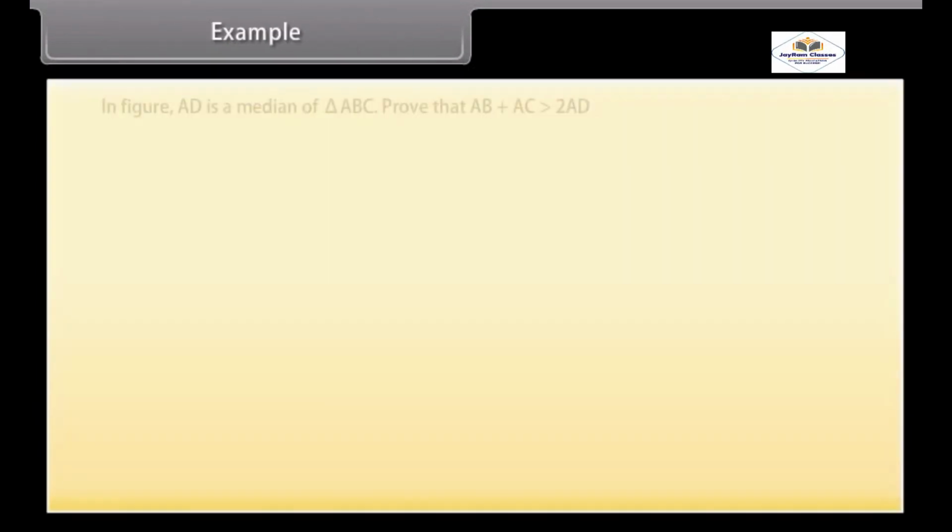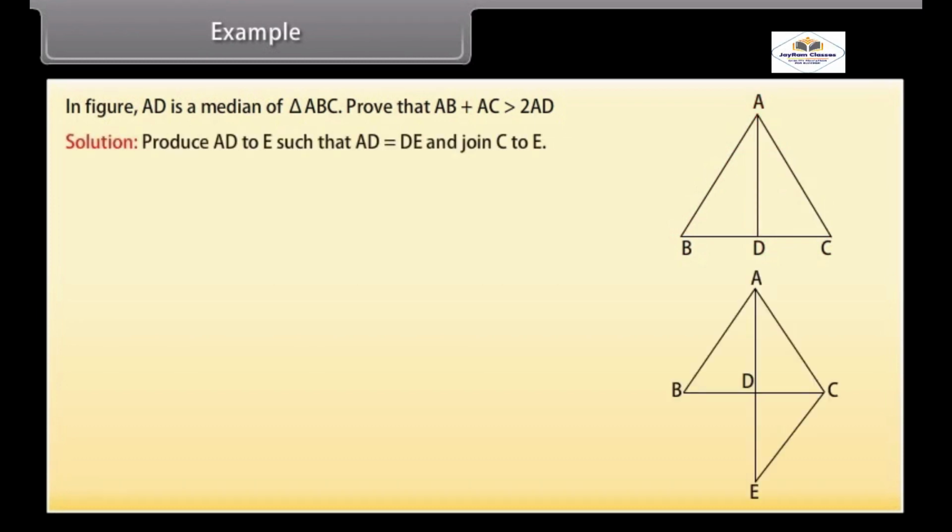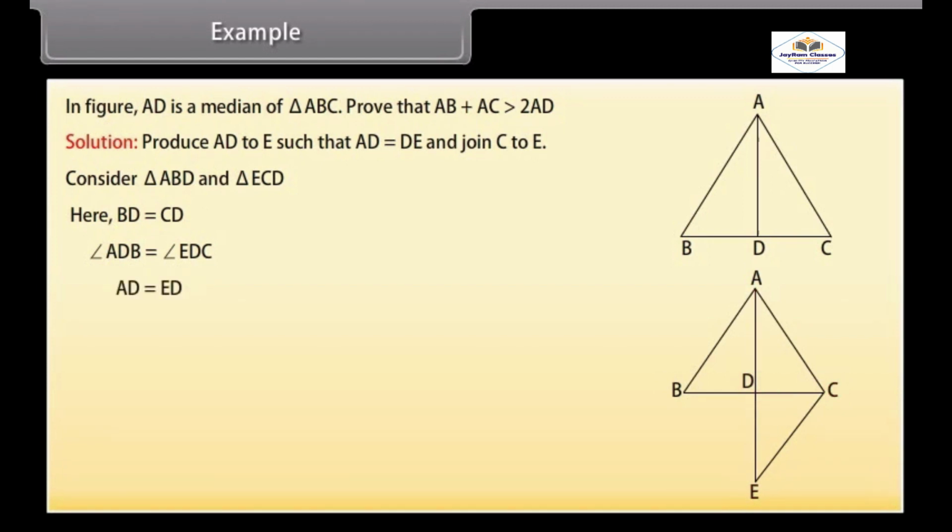Example: in figure, AD is a median of triangle ABC. Prove that AB plus AC is greater than 2AD. Solution: produce AD to E such that AD is equal to DE and join C to E. Consider triangle ABD and triangle ECD. Here BD is equal to CD. Angle ADB is equal to angle EDC. AD is equal to ED.